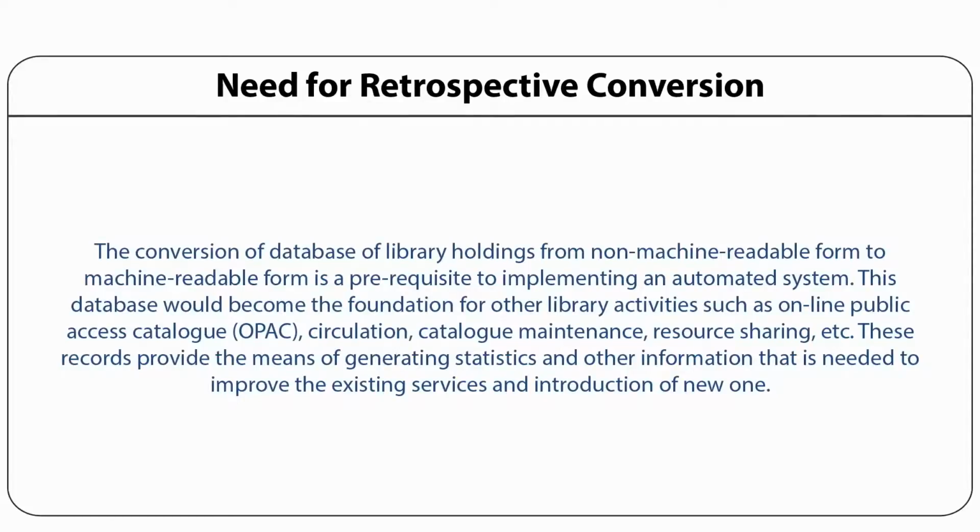This database would become the foundation for other library activities such as OPAC, circulation, catalog maintenance, resource sharing, etc. These records provide the means of generating statistics and other information that is needed to improve the existing services and introduction of new ones. Features or benefits of retrospective conversion.